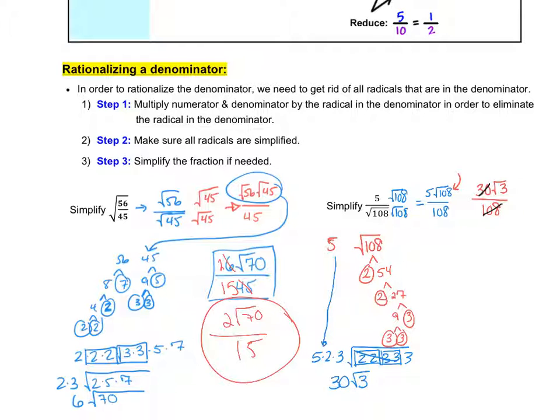So 30 and 108, I know I can divide both of those by 3. So that would be 10 radical 3 over 36. So 30 divided by 3 is 10, 108 divided by 3 is 36. But now both of those are even, so I can still divide both of those by 2. So divide by 2, and I end up with 5 and 18. So my final answer is going to be 5 radical 3 over 18.